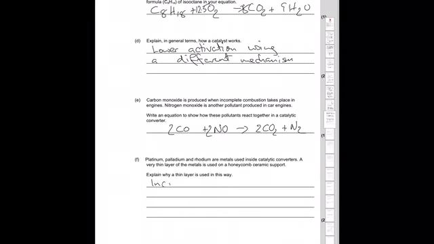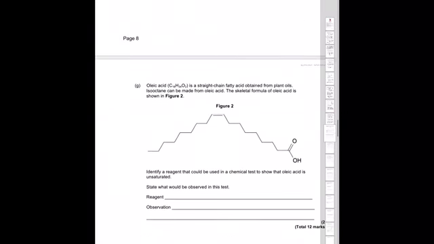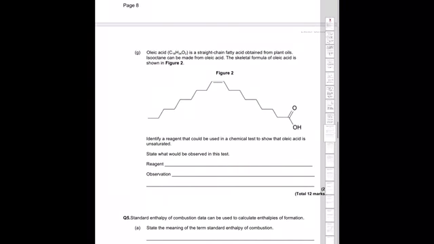Platinum, palladium, rhodium are metals used in the catalytic converters. A thin layer of metal is used on a honeycomb. Explain why a thin metal layer is used in this way. So you need to increase the surface area, make it as big as possible, and that means you can use less metal, because the metals are very, very expensive. I mean, yes, they can be recycled, but they're still very expensive. So here we are. We need to identify this to show that it's unsaturated. Well, you need to use bromine water, and it will decolorize, so it goes from orange to colorless.